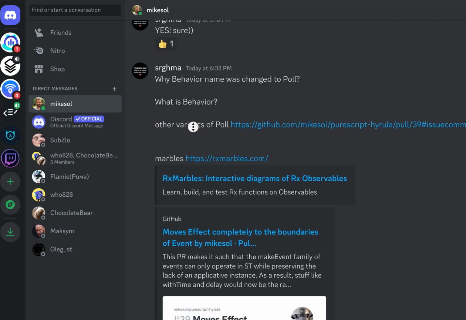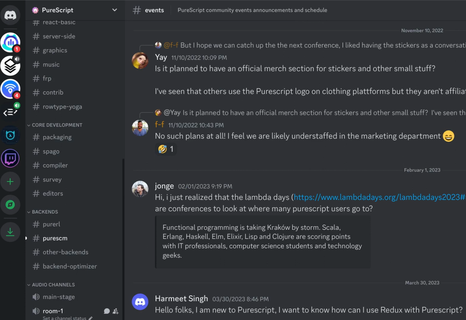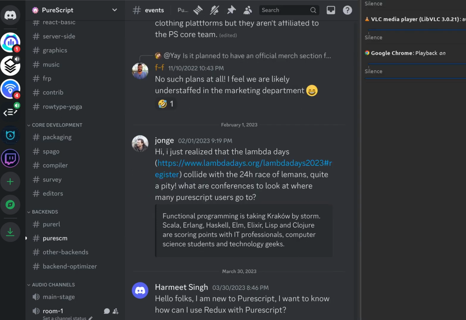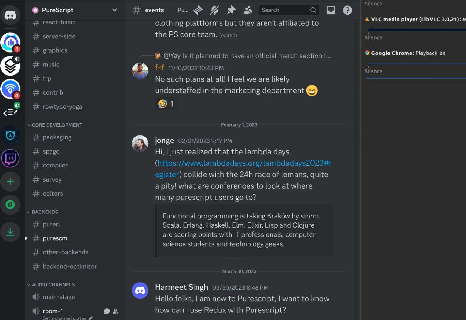Why was behavior renamed to Poll? Yeah, really good question. It has to do with several reasons. One is that the original FRP, in the original paper on Fran at the time, talked about behavior. It was a term they came up with, and the version that we had in PureScript had drifted really far away from the original one. It was no longer fitting with the definition, so it didn't really make sense to keep the name.